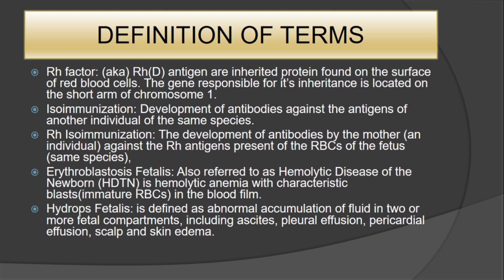Isoimmunization is defined as the development of antibodies against the antigens of another individual of the same species. And when we combine isoimmunization and Rhesus, Rh isoimmunization is the development of antibodies by the mother, who is an individual, against the Rh antigen present on the red blood cell of the fetus of that same species.